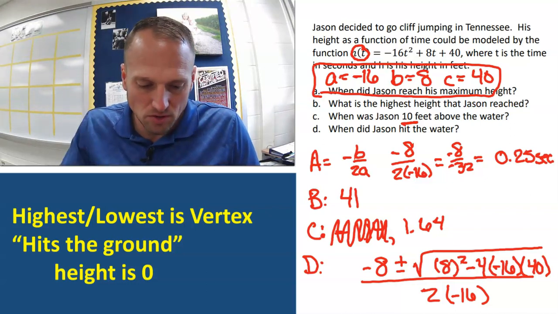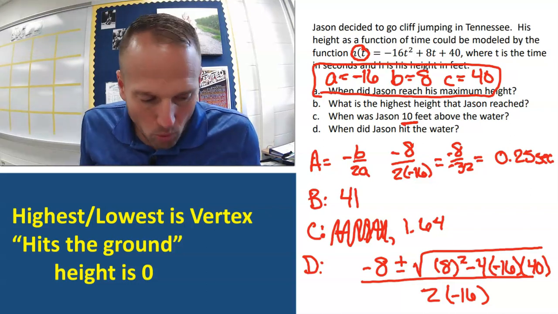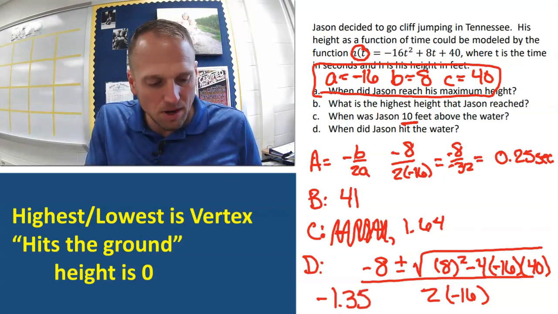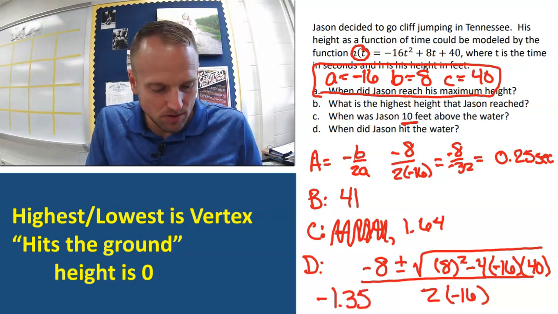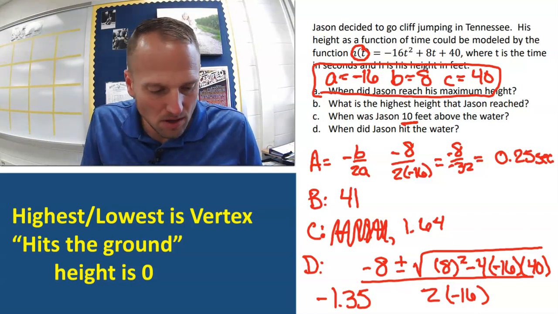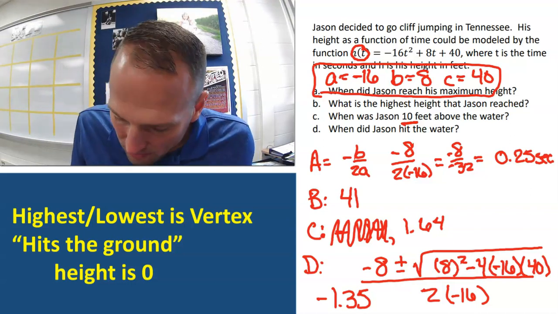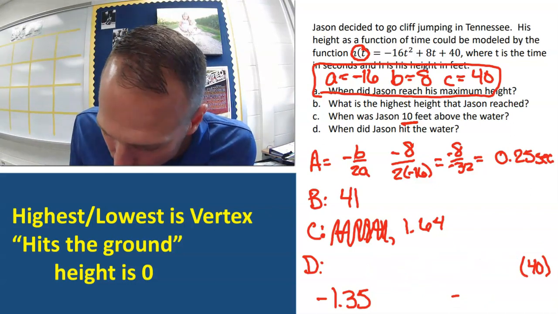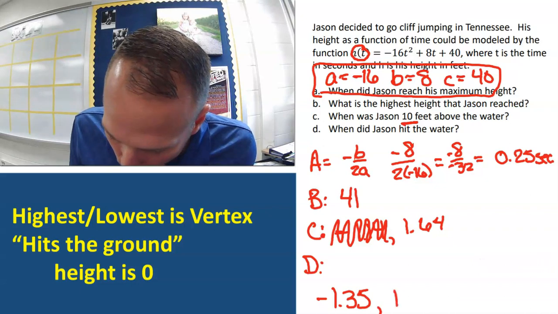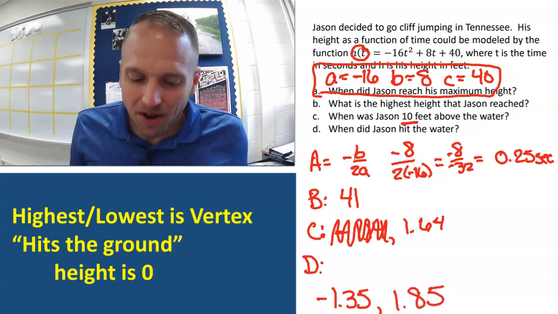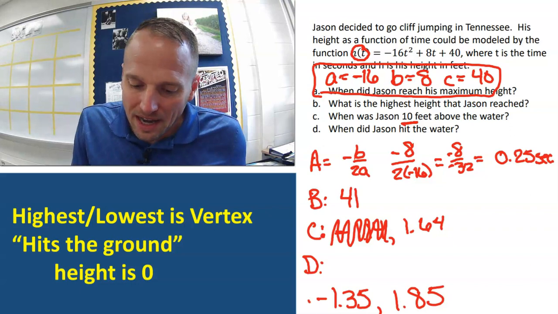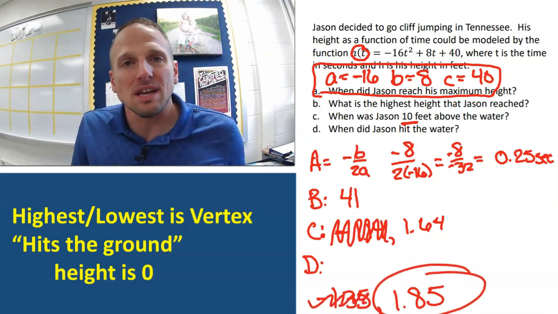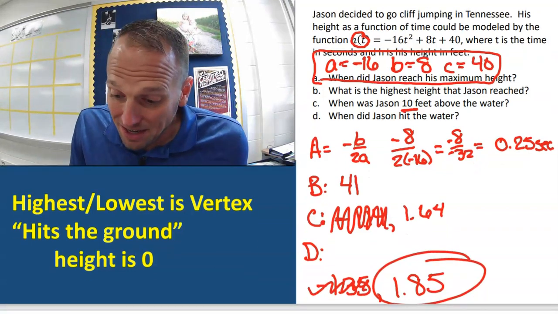Okay, so my first answer is going to be negative 1.35, and my second answer is going to be 1.85. So I'm going to erase this so that I can actually write it in there. Now, again, we don't want a negative time in this. So Jason hit the water 1.85 seconds after he jumped. Okay? Kind of cool, I think.